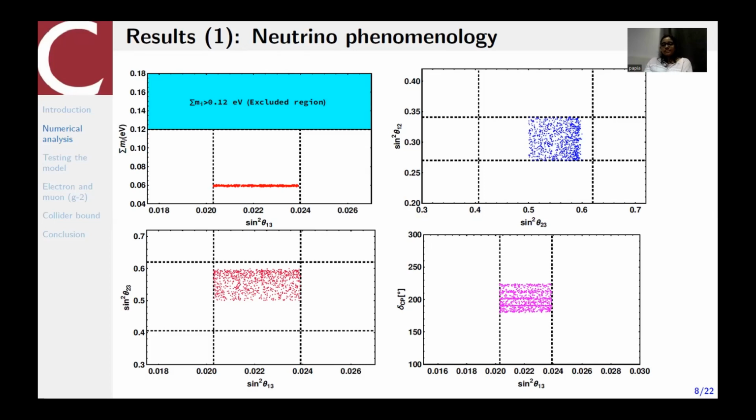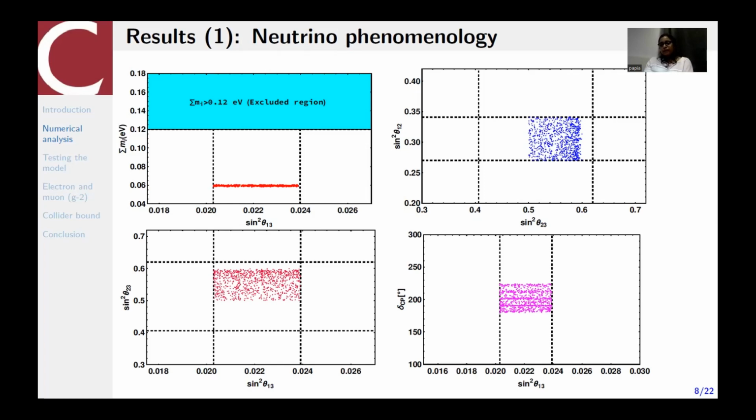From the first panel I can conclude one thing: the summation of mi, the summation of the masses of the active neutrinos, is very constant from our model. It has a very small range of values. If I look carefully, we can conclude that from our model we can constrain the summation of mi to be like 0.0592, 0.061 or 0.062 eV.